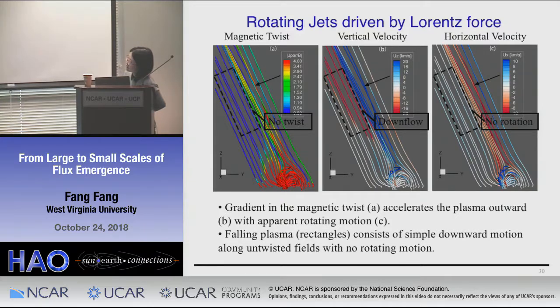But on the right side, there is a high magnetic twist, and we see an upflow in the vertical velocity, which means the plasma has been ejected. And on the right side, there is a rotating motion. So we say that it suggests the gradient in the magnetic twist actually accelerates the plasma outward with apparent rotation motions, while on the left, the plasma falls down with no magnetic twist at all and no rotating motion.